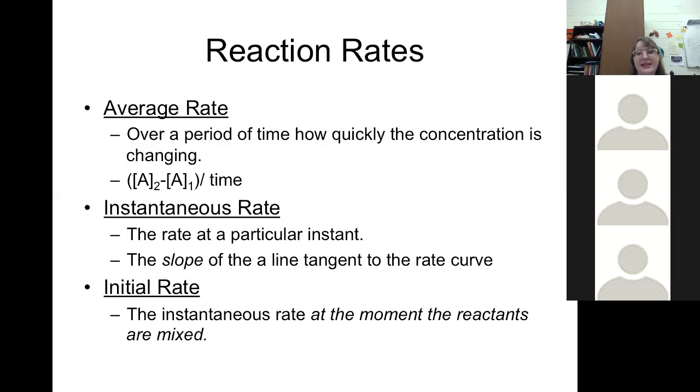The initial rate is an instantaneous rate at the moment the reactants are mixed. So I'm going to give you guys about, let's say, 45 seconds if you're typing things down here or writing things in a notebook. In the meantime, feel free to ask any questions.